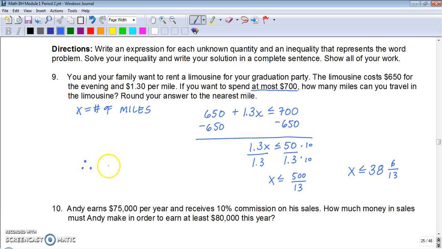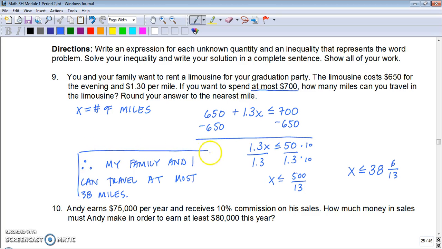So I'm going to say, therefore, my family and I can travel at most 38 miles, which leaves it open to the fact that we could choose to, for one reason or another, only travel 37 or 36. I'm going to skip down because some of these are very similar.